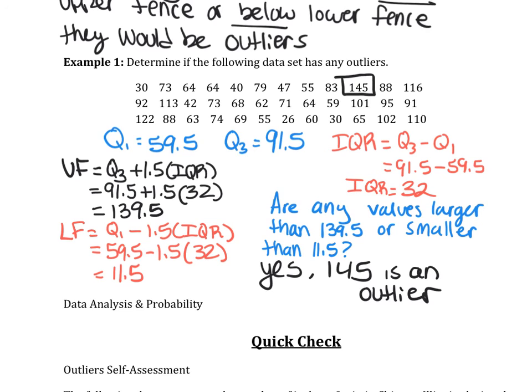Okay, if all the values are in between those fences, then cool, there's no outliers for that data set. So the fences just give you the boundaries so you know where to look. You guys have any questions on outliers?